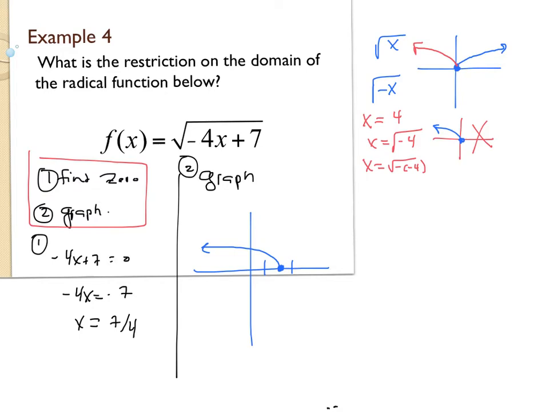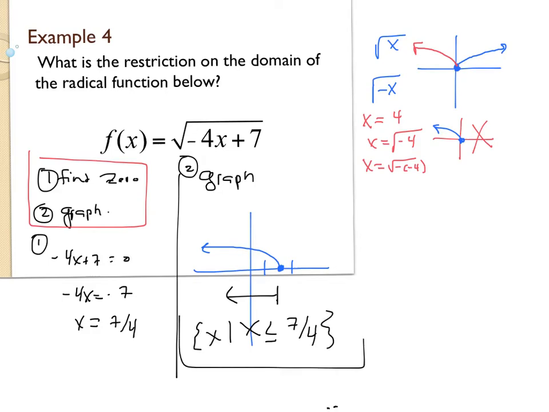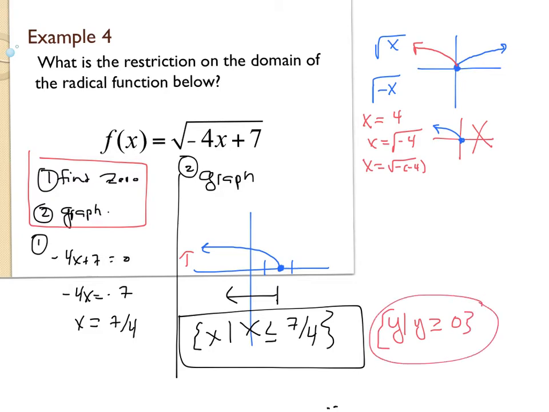So what's our domain? Domain is going to be from here in this direction. And so that means I'm going to get x's when they are less than or equal to 7/4. And that is my domain. Okay? My range, well, the range is what y values. Well, y values are only going to be above 0. So my range is where y is greater than or equal to 0. So here is my domain, and here is my range.